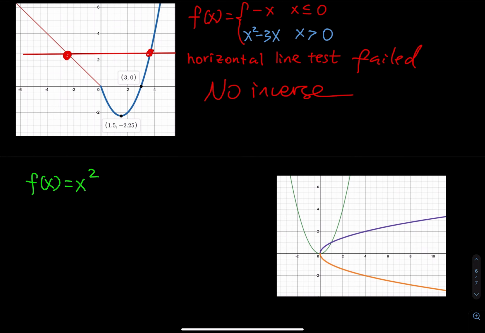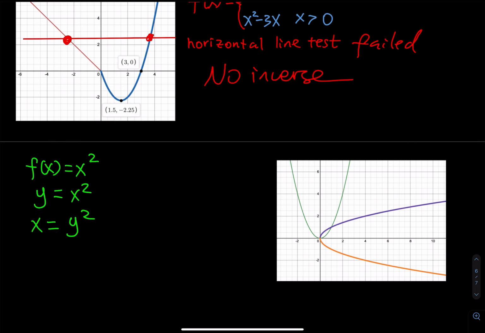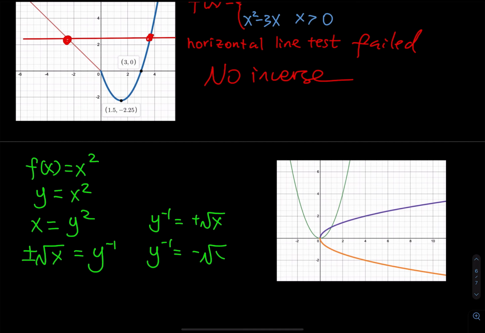All right, and then how about the parabola? If you still remember the previous lesson, a full parabola does not have an inverse. Here is y equals x squared, x equals y squared. When you take the square root on both sides, you have plus or minus square root of x equals y inverse. So that means y inverse equals positive square root of x, and y inverse equals negative square root of x.